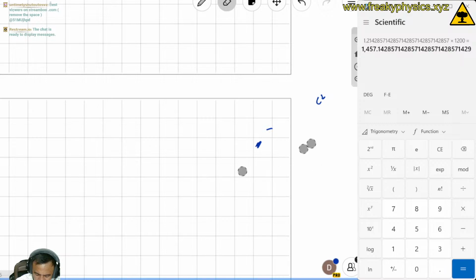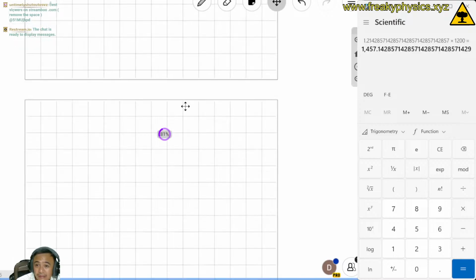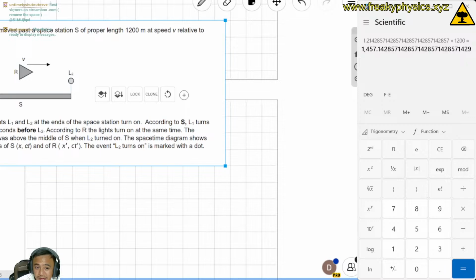Okay, so let's go now to this next bit. You have the rocket again moving past a space station of proper length, 1,200 meters. Two lights, L1 and L2. According to S, L1 turns on t seconds before L2. Okay, so according to R, the lights turn on at the same time.